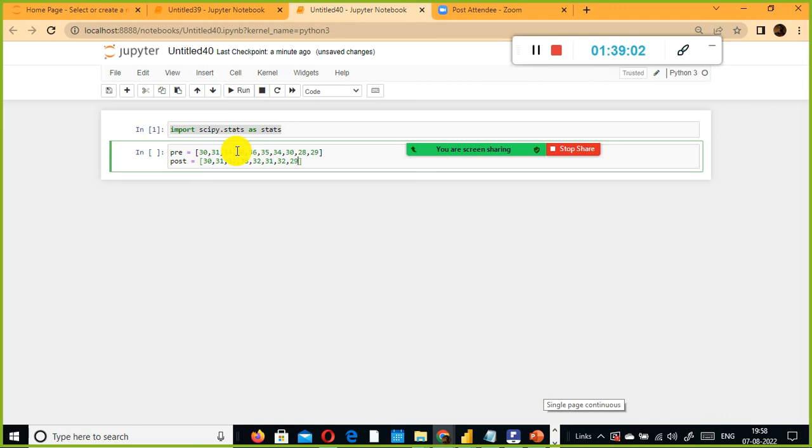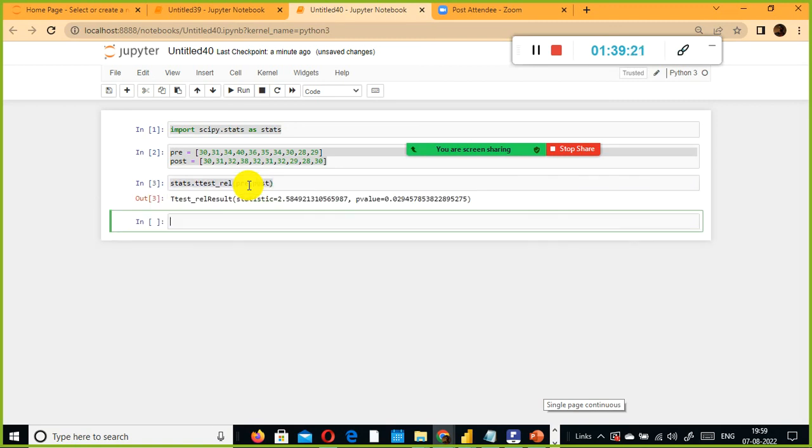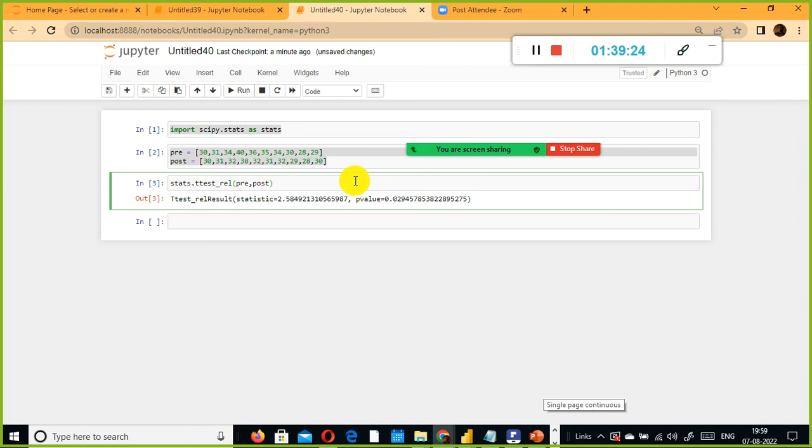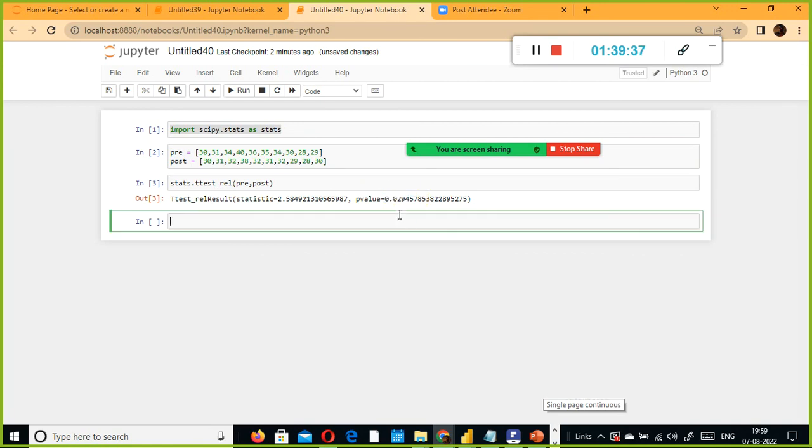Here stats.ttest_rel, related, pre and post. Look here. This is the t-test statistic value, right? The test statistic value is 2.58, but we don't have the critical value here. It gives me the p-value. Very simple, isn't it? When you do it manually, there are so many steps. Now you tell me, can we accept the null hypothesis or reject the null hypothesis? Are you all there?